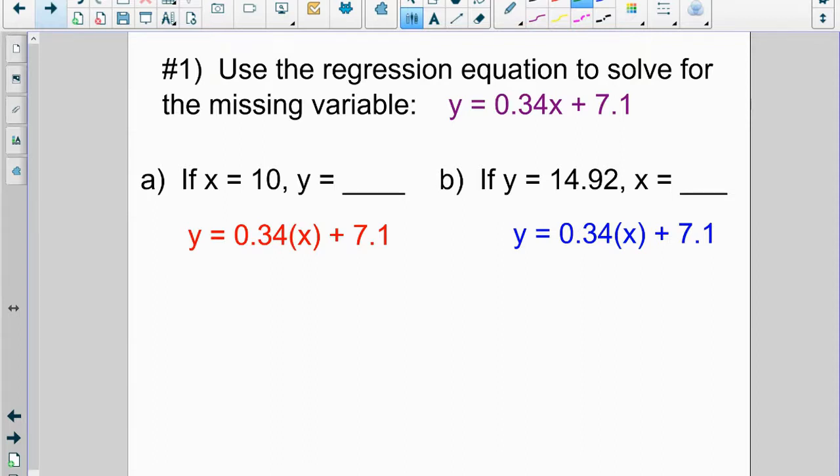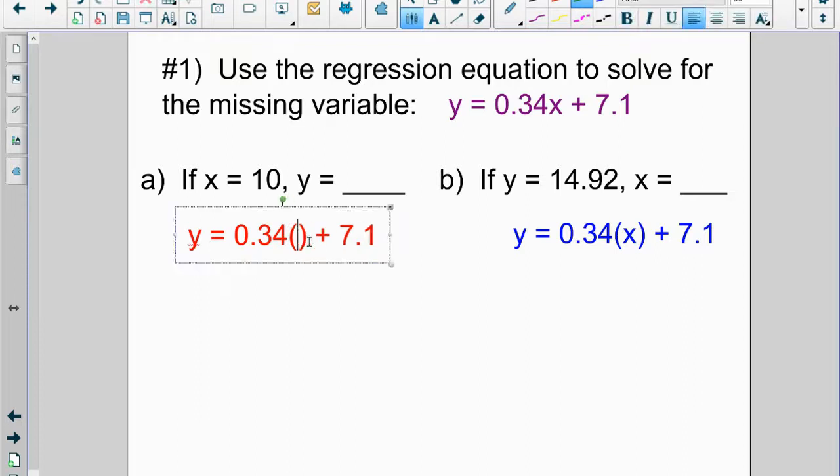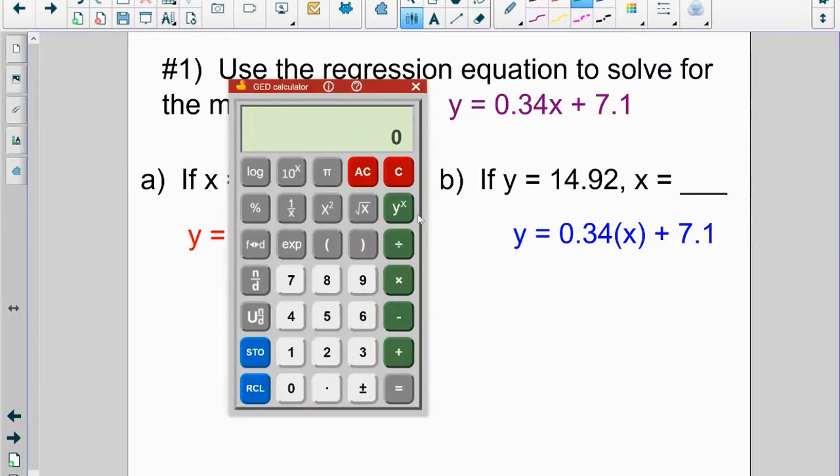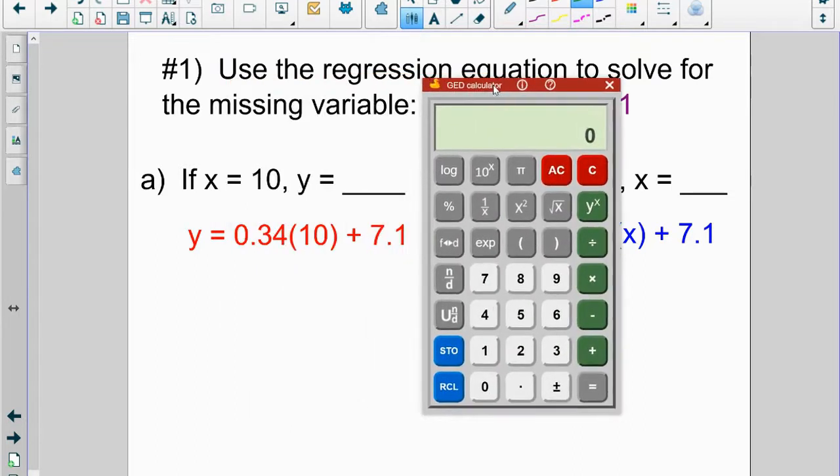All right, so we're going to use this equation two different ways. In the first one, part A says if x equals 10, then y equals blank. In other words, if we know the x value, let's use the equation to solve for y. So I copied that equation down below in red. y equals 0.34 times x plus 7.1. And if we know that x is 10, we can replace x with a value of 10. From there, it's just a matter of doing a little calculator work.